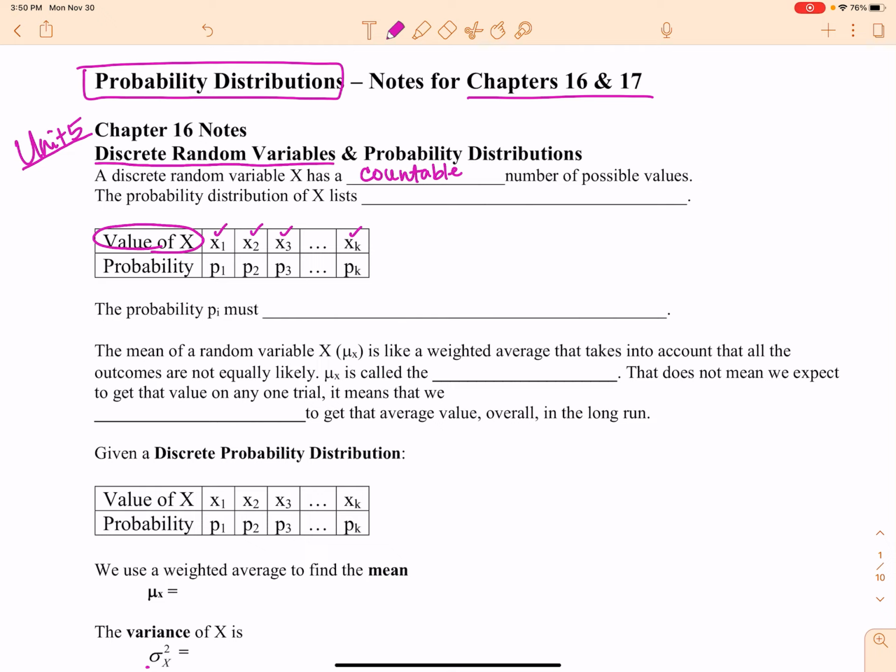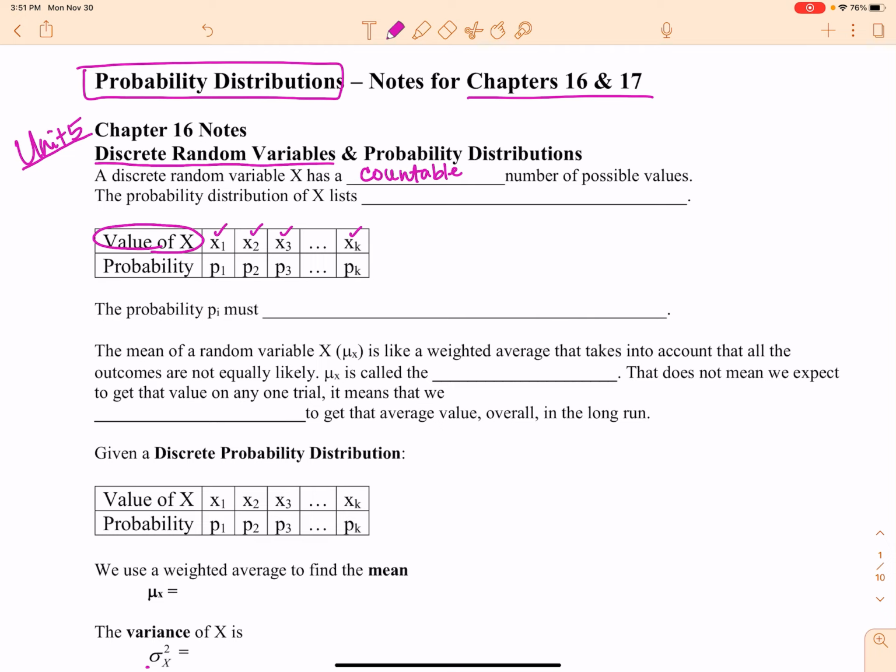The thing you need to remember about discrete is that it's not a continuous distribution. A continuous distribution would take into account all of the little decimals in between 1 and 2 and 2 and 3 and 3 and 4. So we don't do that in discrete random variables. These are all going to be countable values.